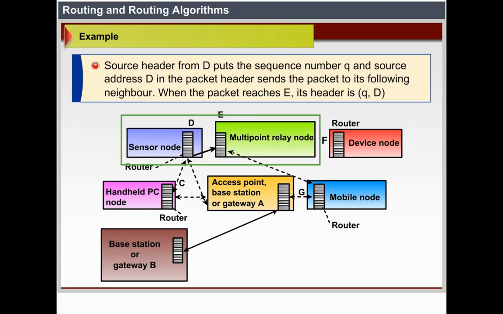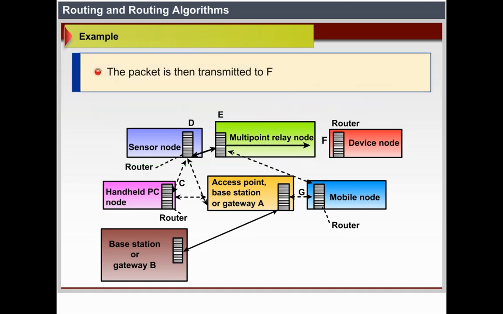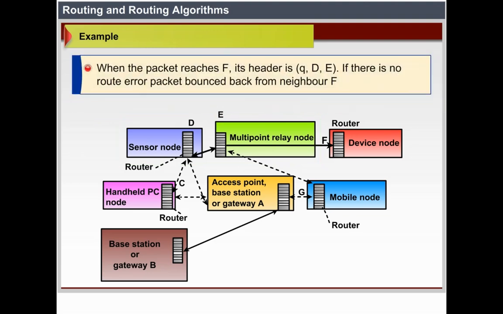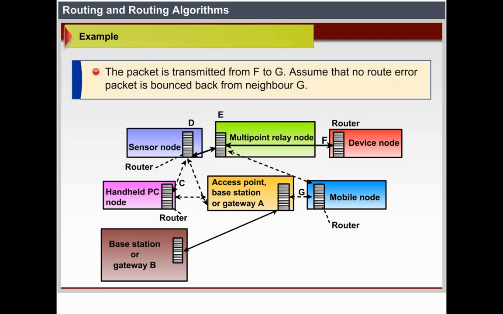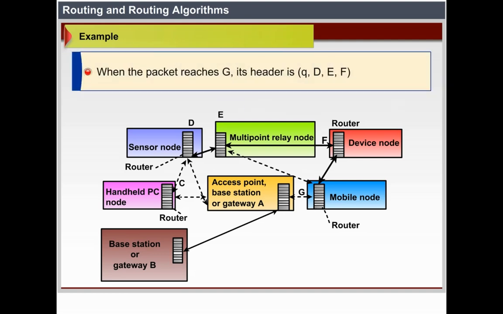When the packet reaches E, its header is QD. Assume that no route error packet bounced back from neighbor E. The packet is then transmitted to F. When the packet reaches F, its header is QDE. Assume that no route error packet bounced back from neighbor F. The packet is transmitted from F to G. Assume that no route error packet bounced back from neighbor G. When the packet reaches G, its header is QDEF.